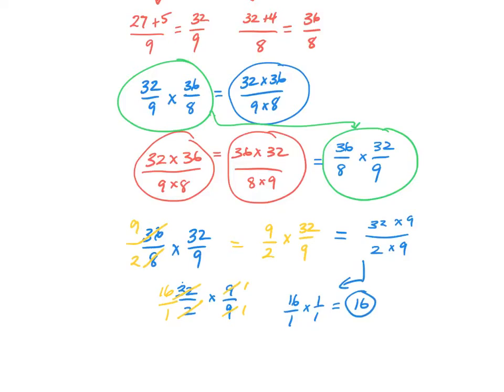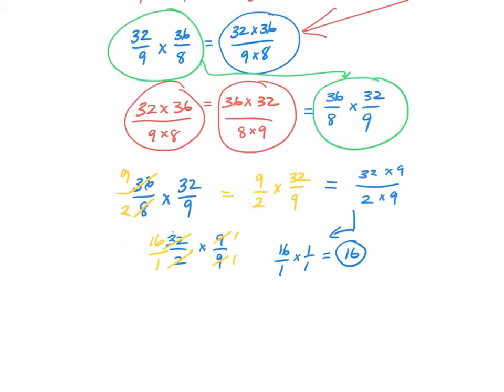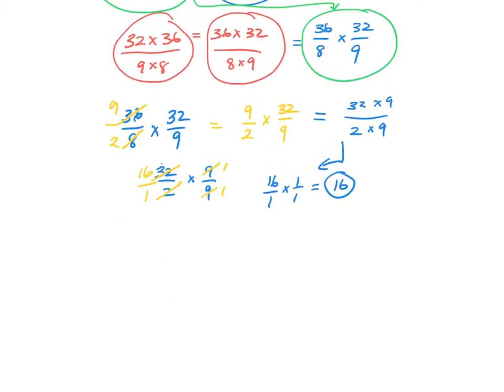Now at this point you're probably thinking that what I just did was way more work than just going back to my original problem and multiplying 32 times 36 and multiplying 9 times 8 and then doing some division and some simplification. But there actually is an easier way of doing this. So let me scroll up again, give myself some more room. If I go back to that first problem, which was 32 times 36 over 9 times 8.